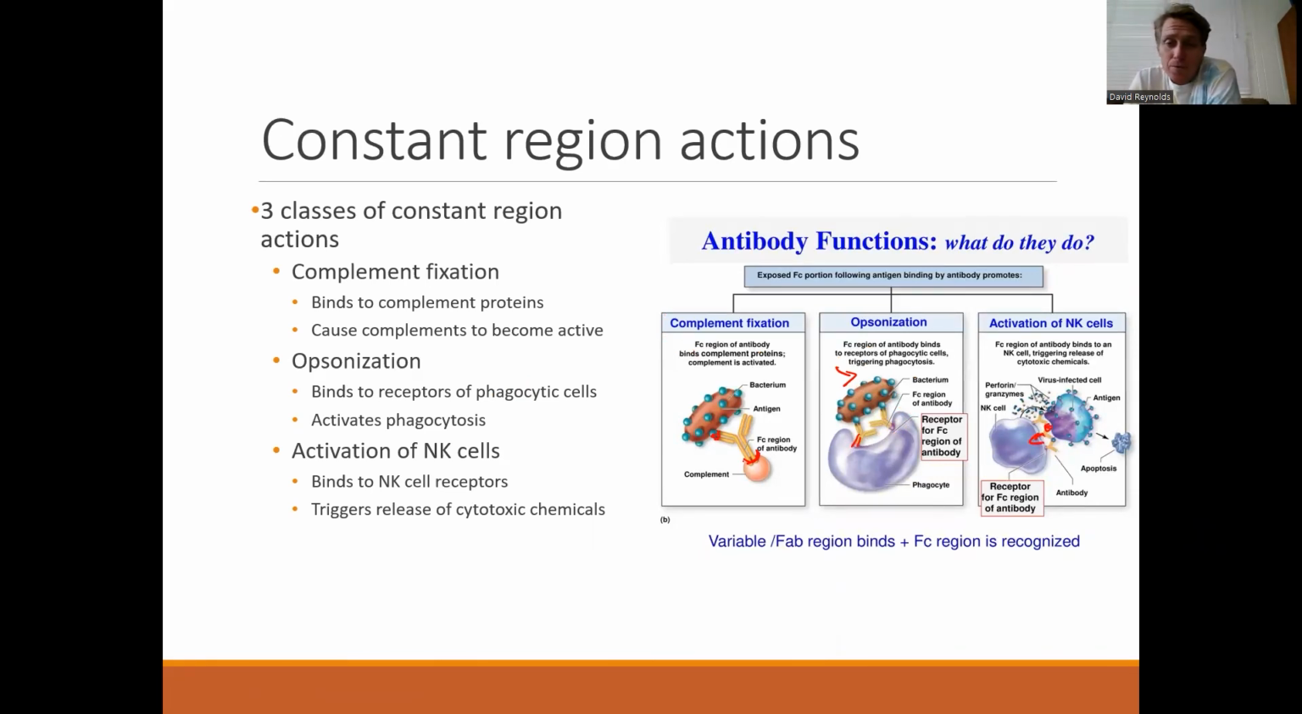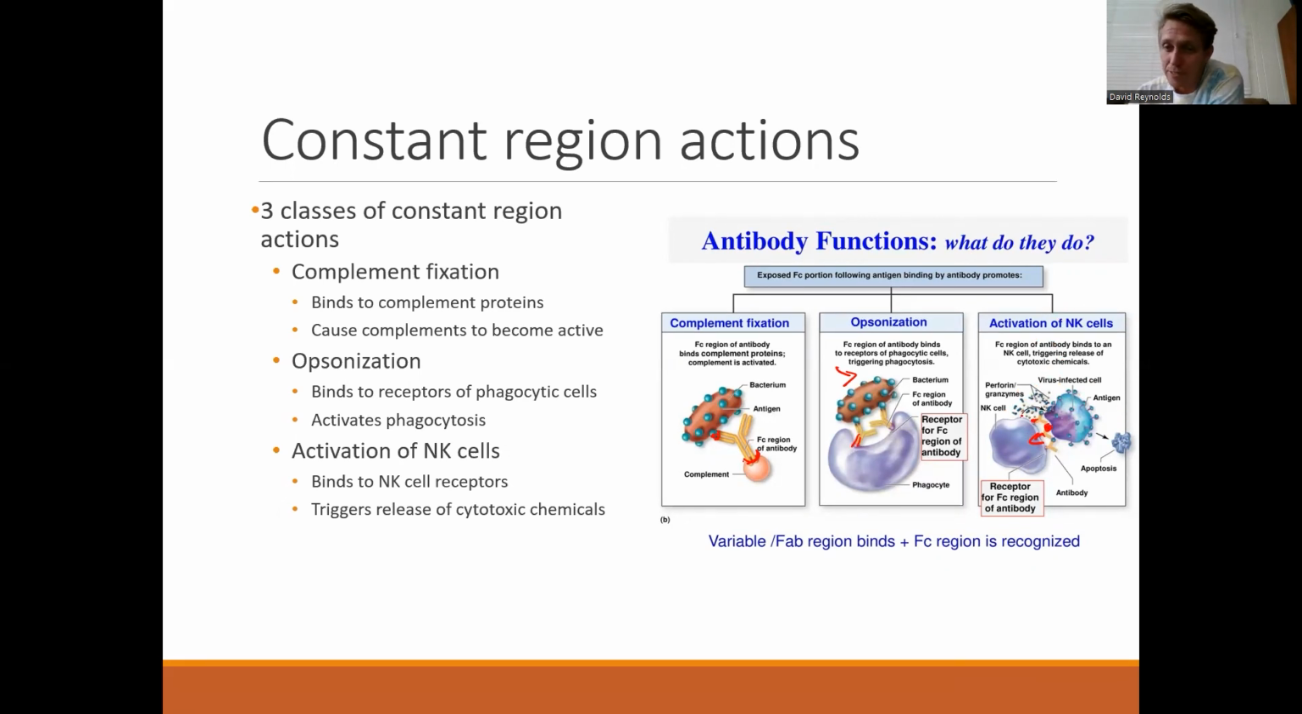And then finally, what one of these constant regions can do is stimulate a nearby natural killer cell. Again, we have this binding between the active or variable region that is specific to some sort of antigen, which is only going to be specific to antigens that it knows. And since selection happened, we know it's from a foreign body.